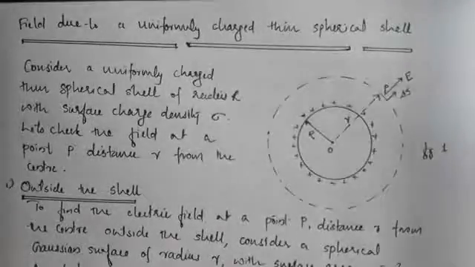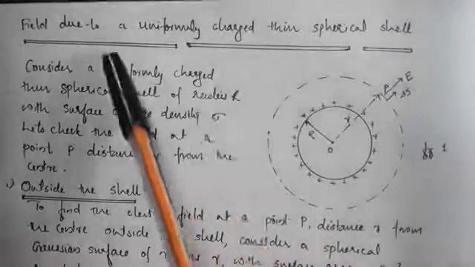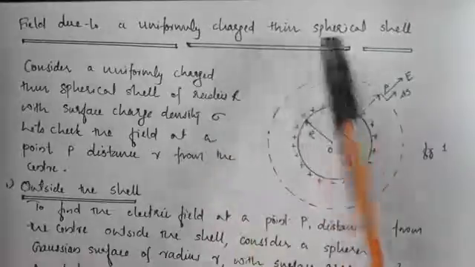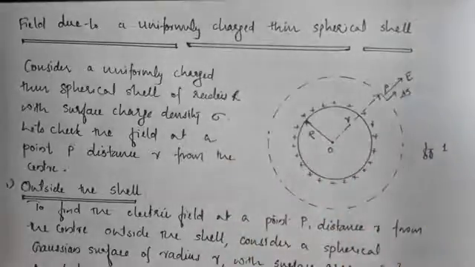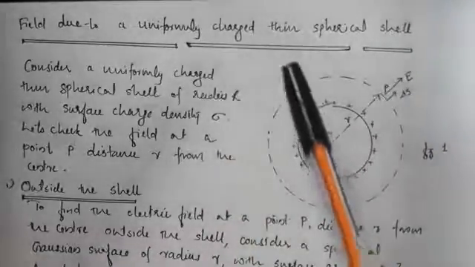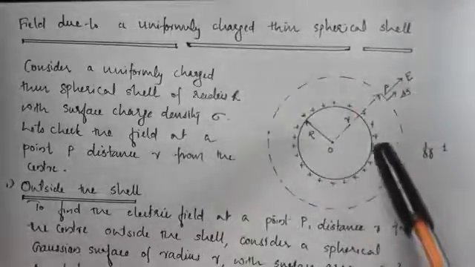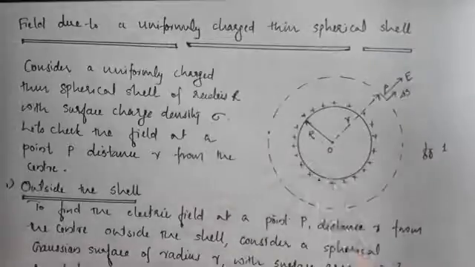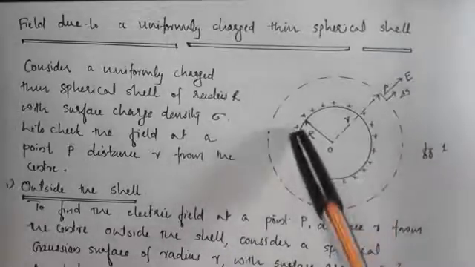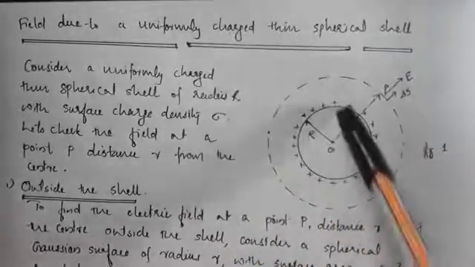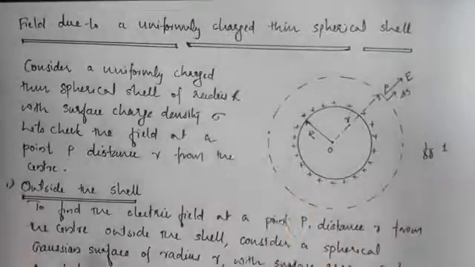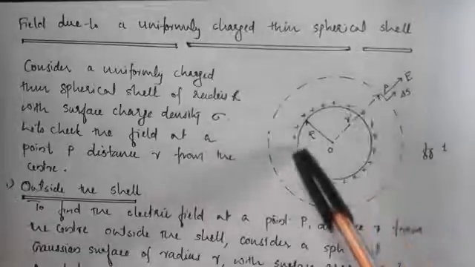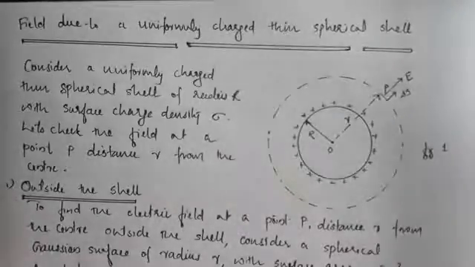Here we have application number 2, that is electric field due to a uniformly charged thin spherical shell. So the next application is you have a charged spherical shell. You know, a shell, it's hollow inside, outside we have charges. When that charge is positive with a density sigma, that means every centimeter square area there is sigma charge. You are going to find the electric field created by this shell of charges.